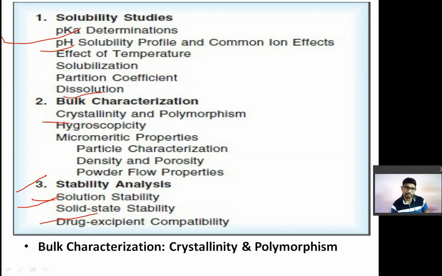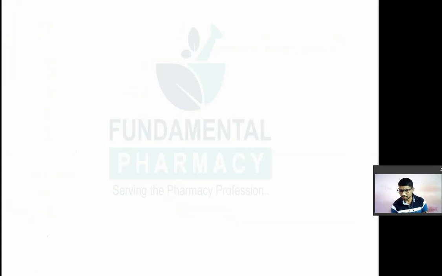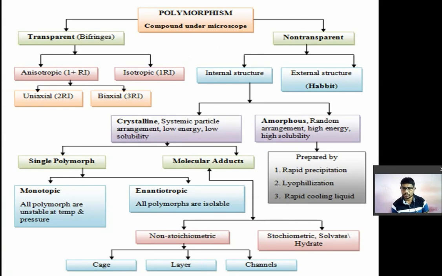So first is nothing but the bulk characterization. In that you have crystallinity and polymorphism. We have already seen one chapter in pharmaceutical engineering. If anybody has not seen that, they can go and see that chapter, the crystallization chapter. We have already explained these things, but I am going to explain it again.